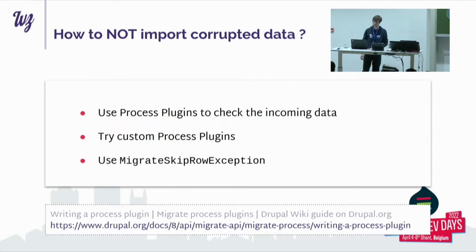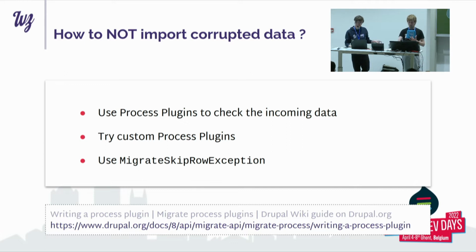So a way to prevent the import of corrupted data is to simply use the process plugins. There are multiple plugins that can perform checks, and when you do these checks, you can tell it, if it doesn't pass, skip the entire row. You don't want to import that stuff. Or you can do it more radically and skip the entire migration, but that's up to you.